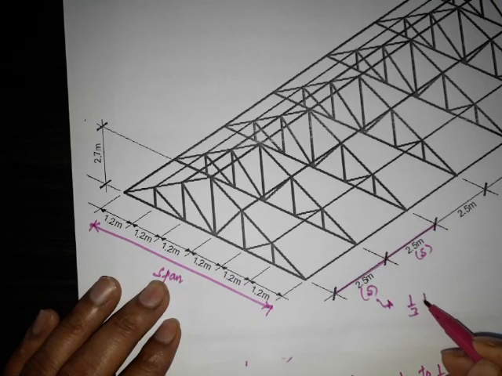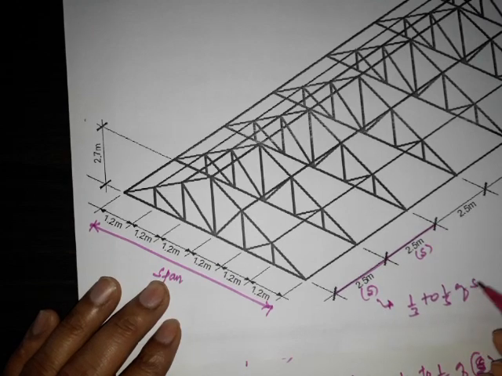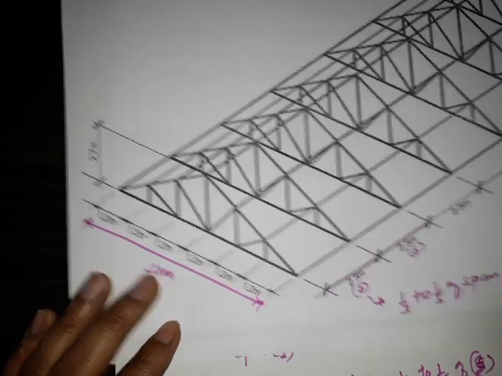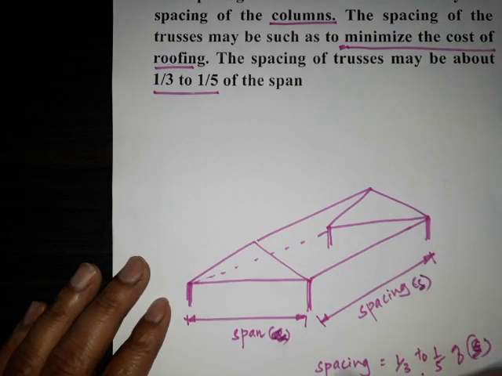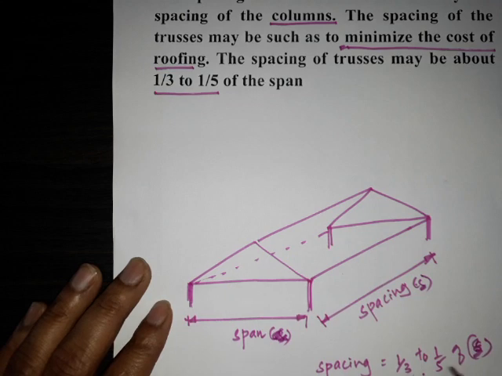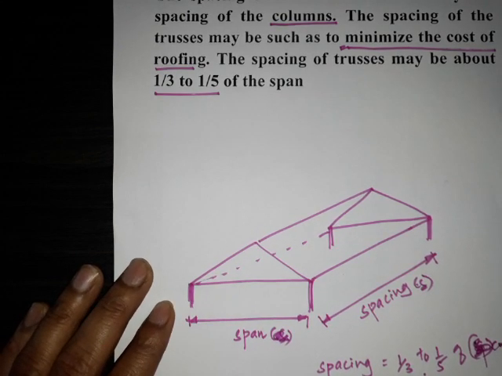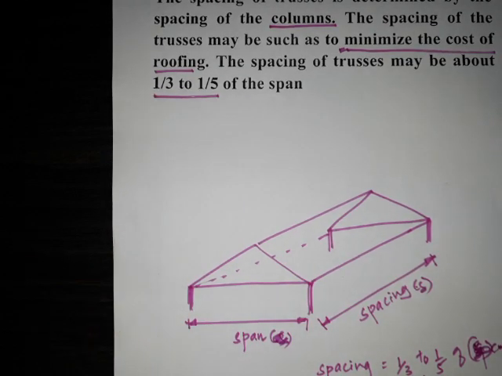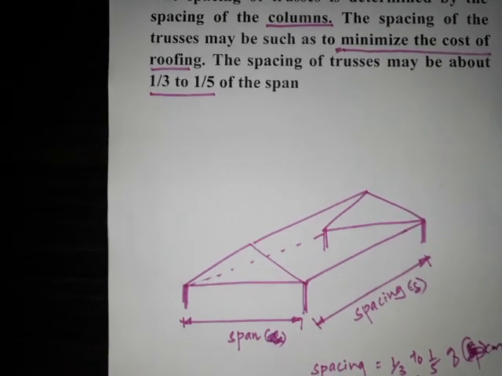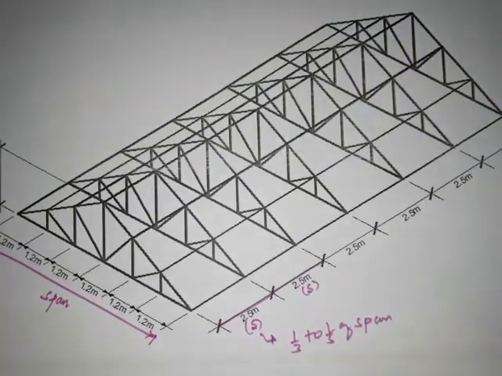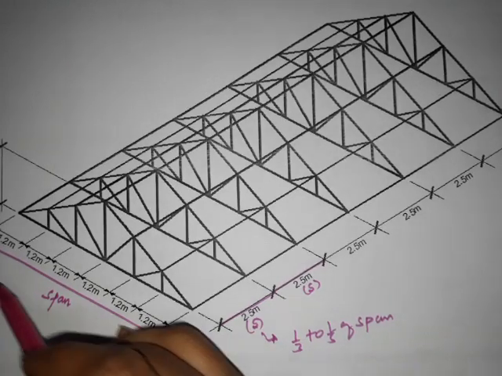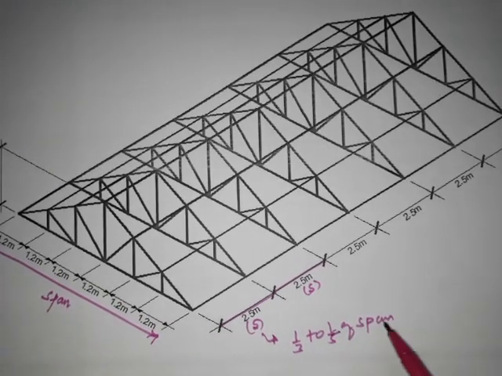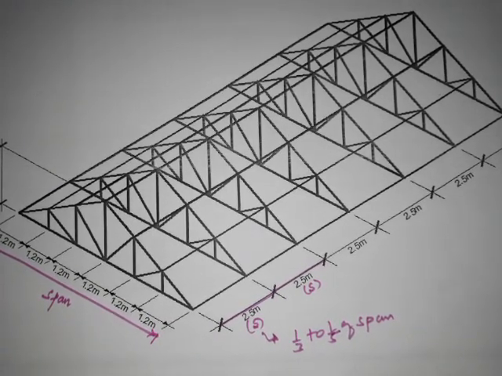1/3 to 1/5 of the span. So the spacing S should be equal to 1/3 to 1/5 of the span. So what you can see here, this spacing should be 1/3 to 1/5 of the span. Understood? So this is called spacing.